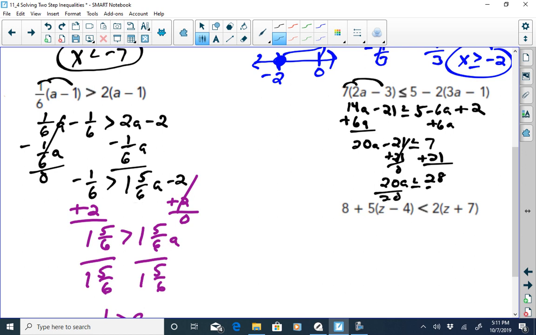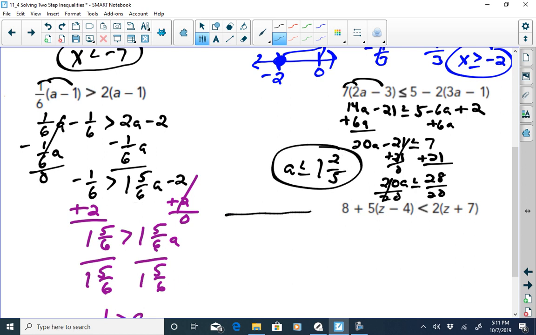Divide by 20, divide by 20, so they cancel, and we have a is less than or equal to 28 over 20, so that's going to be 1 and 8/20, 4/10, 2/5, so that's 1 and 2/5. 1 and 2/5 would be our answer. If we're graphing that on the number line, that's going to be 0. That's going to be 1 and 2/5 is to the right of 0. Closed circle. Arrow's going to the left.